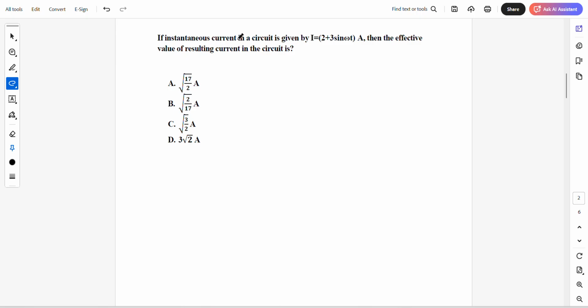If the instantaneous current in a circuit is given by I is equal to 2 plus 3 sine of omega t, what you have to calculate is the effective value. Effective value is nothing but the RMS value, root mean square value. What is I RMS? I RMS is the square root of the average of the square of the current.